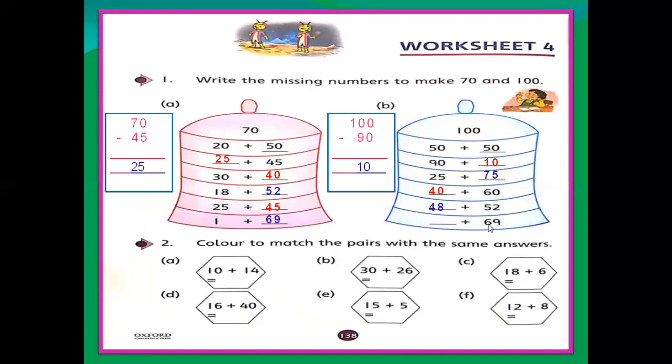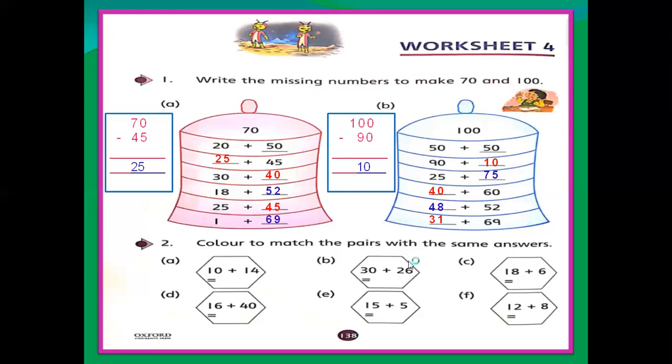Again, what will you do? 100 minus 69. The answer will come 31. So again add 9 plus 1, 10. 6 plus 3, 9 plus 1, 10. So 100 again comes. Okay, boys, in this way you will complete the blanks.